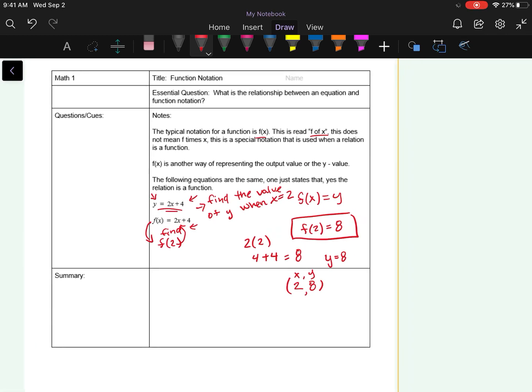All right, guys. Again, please make sure you write your summaries and add some questions into the margins. If you do have any questions on this, we will be covering this next week in class.